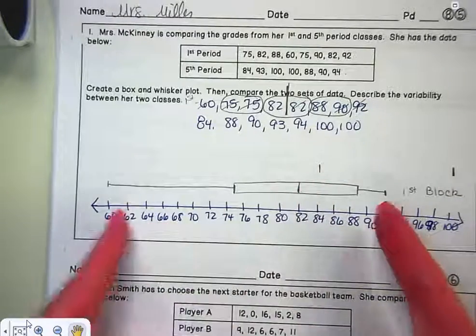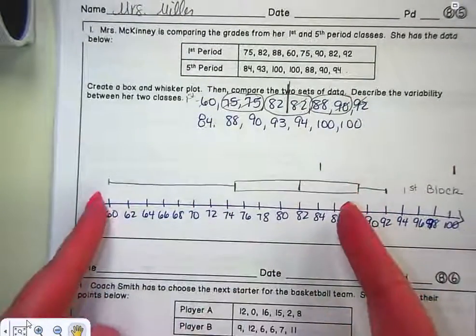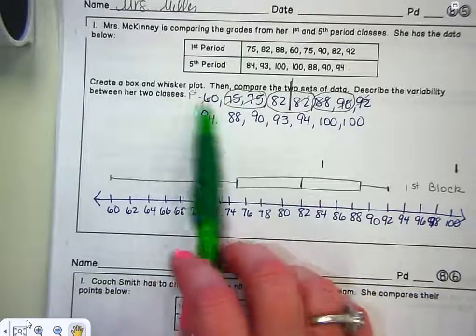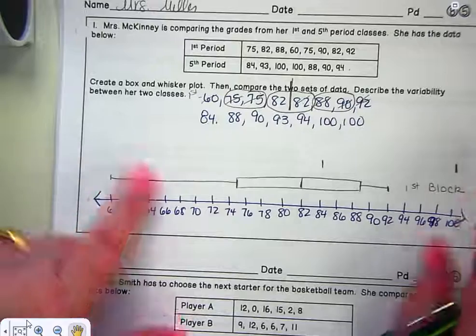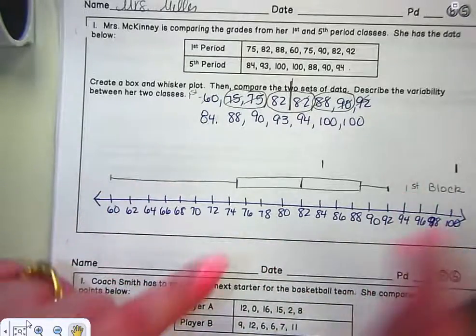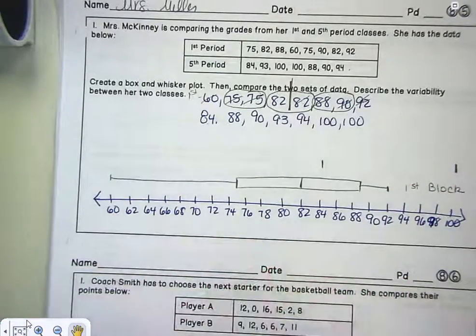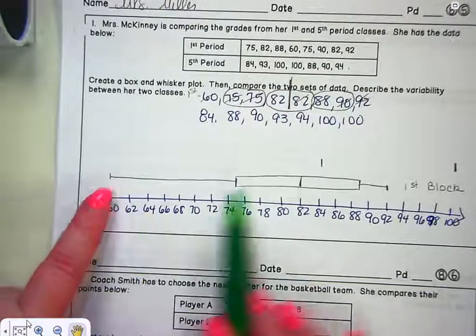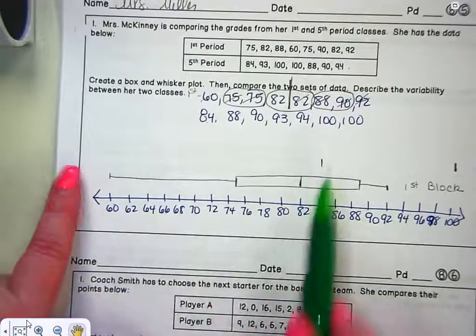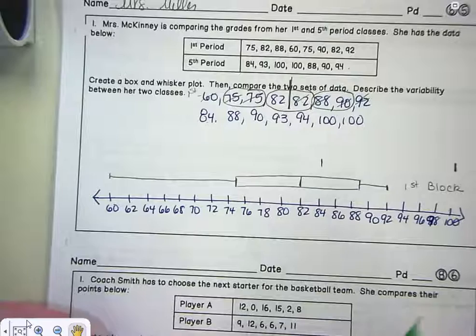So, can I already tell a big difference? Something that I might notice? Because it says, compare the 2 data sets, describe the variability. Is there a big difference so far? Yes. Which class did better? 5th period. Their lowest score was a B. Their highest score was a 100. This one, their lowest score was an F. Their lowest score was much lower than this one. So those are the kinds of things that you're going to talk about when you're talking about the variability.